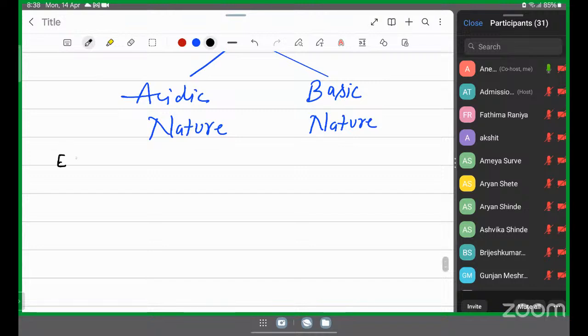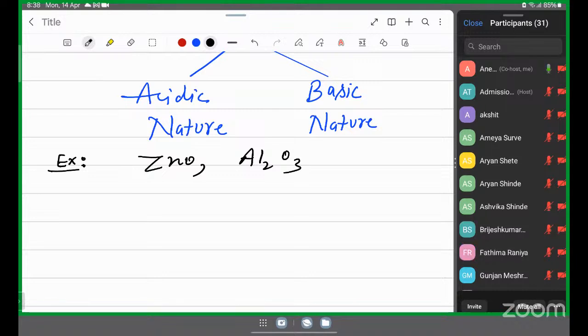Examples of amphoteric oxides are zinc oxide, ZnO, and aluminium oxide, Al2O3. There are other oxides also, SnO, PbO. These oxides are also amphoteric, but two of them are important, ZnO and Al2O3. Apart from amphoteric oxides, metal oxides are always basic in nature. In general, in most of the cases, metal oxides are basic in nature.